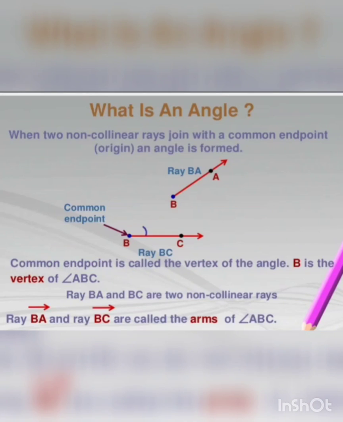Now let us see what is an angle. When two non-collinear rays join with a common endpoint, an angle is formed. So here there is a ray AB and ray BC. Here the common endpoint will be B. So when you join BA and BC, an angle is formed. Here B is called the vertex and ray BA and ray BC are called the arms of angle ABC.